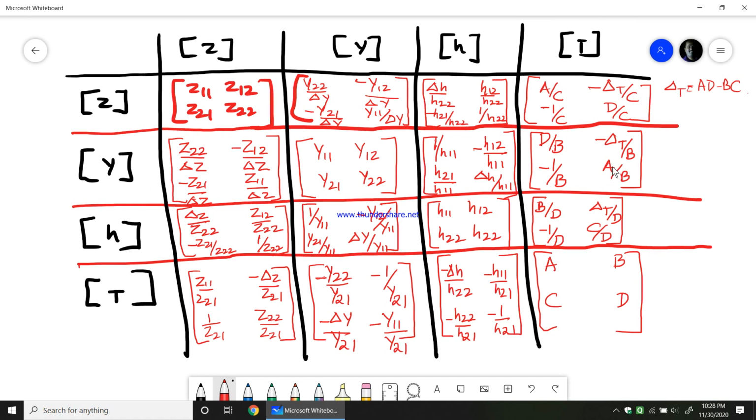Okay. So this video contained the definition of all these parameters, and I also discussed the relationship between each and every parameter. In my next video, we will see what the symmetric property and the reciprocal property are, and finally we will also see the problems that we come across in these two-port networks.